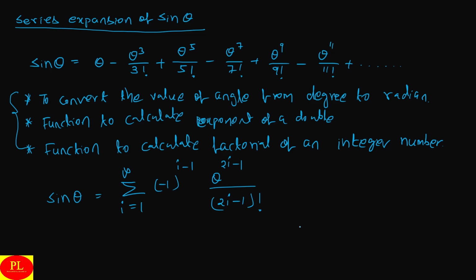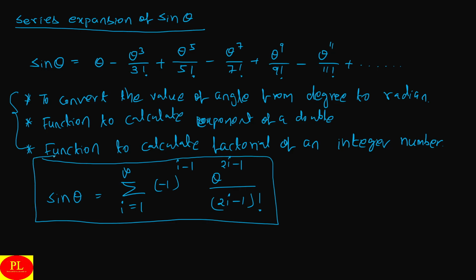Let us remember this formula. This is the series expansion of sine theta, and the general term, or ith term, is this one, and whether the ith term will be positive or negative will be decided by this one. Suppose we put I equal to 1. So what we will get? Here we will get minus 1 to the power 0, which is equal to 1, into theta to the power 2 into 1 minus 1, that is 2 minus 1, that is 1. Theta to the power 1 divided by 2 into 1 minus 1, that is 1 factorial, or simply theta.